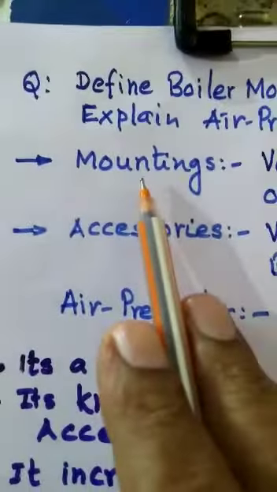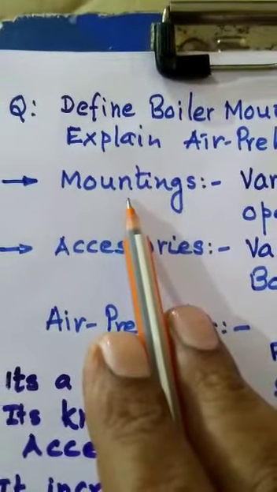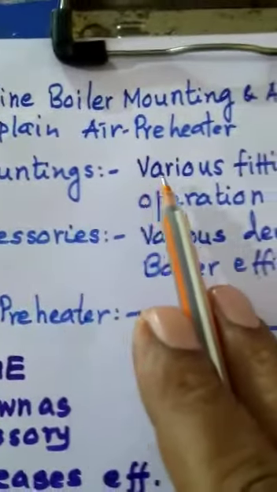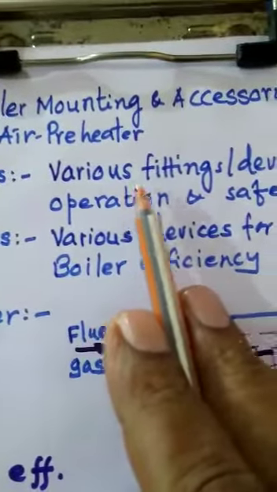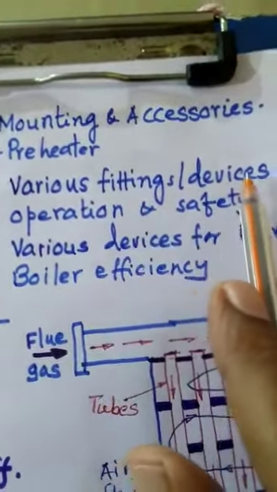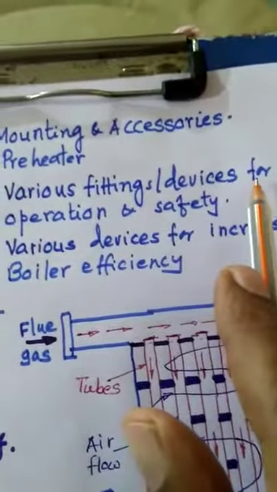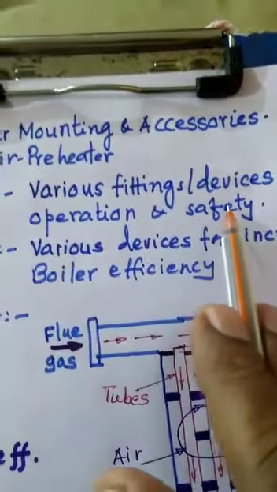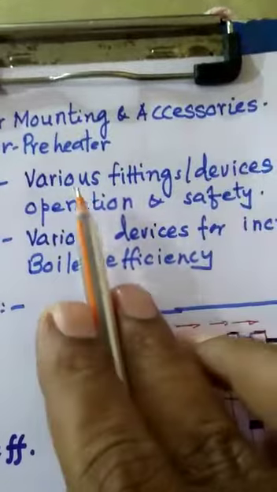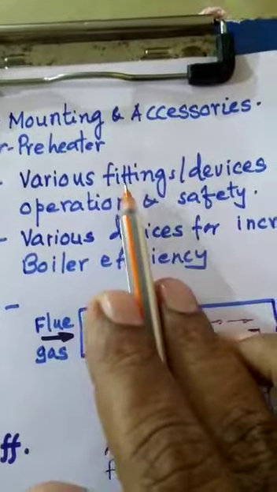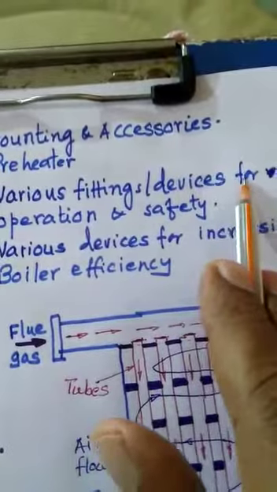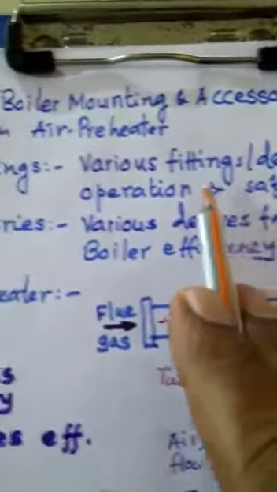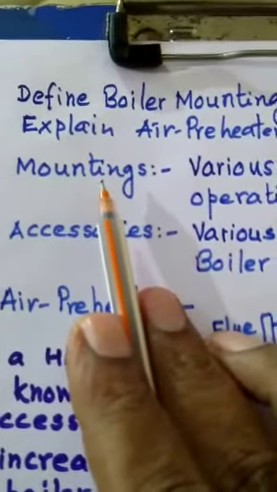Now friends, our first small question is the definition of mountings. So what is mountings? These are nothing but various fittings or devices required for operation and safety of the boiler. Various fittings or devices required for operation and safety of the boiler are known as mountings.